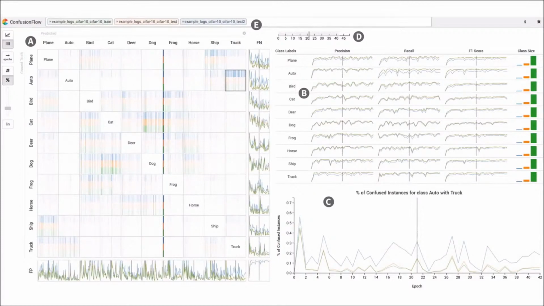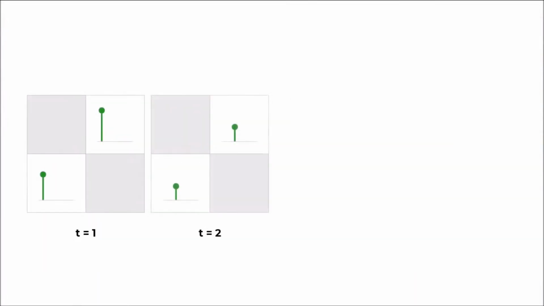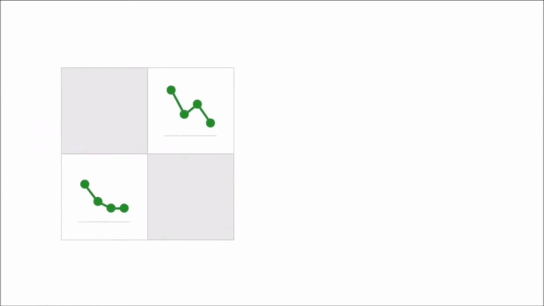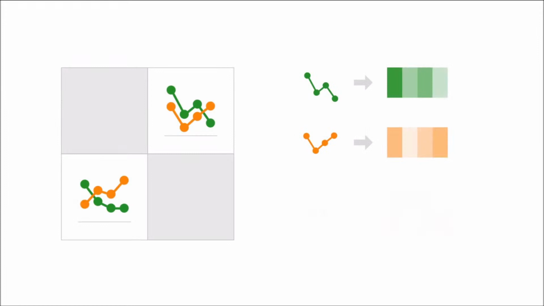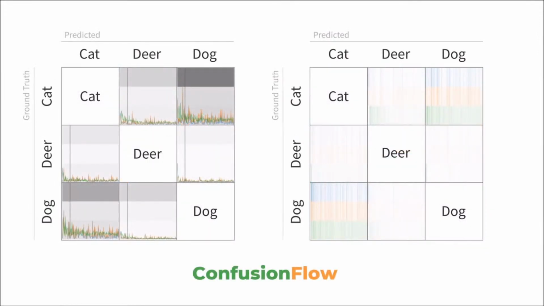Confusion flow is an interactive visualization for the performance analysis of classification models. It introduces a novel temporal adaptation of the confusion matrix, which lets model developers compare the learning behavior of multiple classifiers over time. Find out more about confusion flow in our talk or in our TVCG paper.